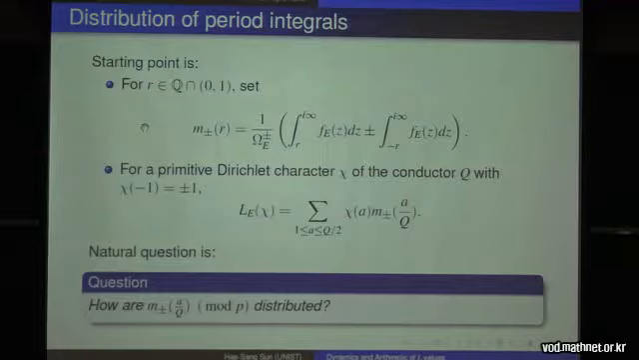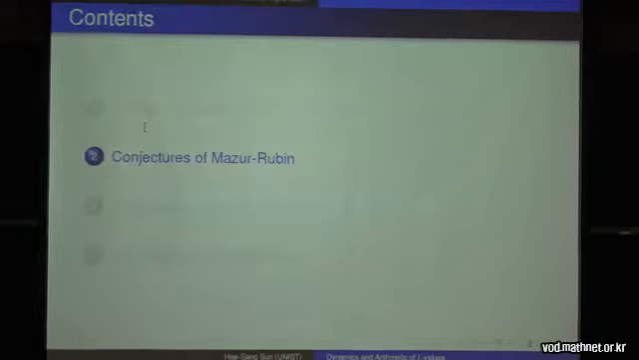A natural question is to study the mod p non-vanishing or vanishing of this value. Now the question is, how are these values mod p distributed? That's the question. Because this is just of absolute value 1, once you study this value, you get the information about this one. That's the strategy. It is a very vague statement, so let me make a concrete one.